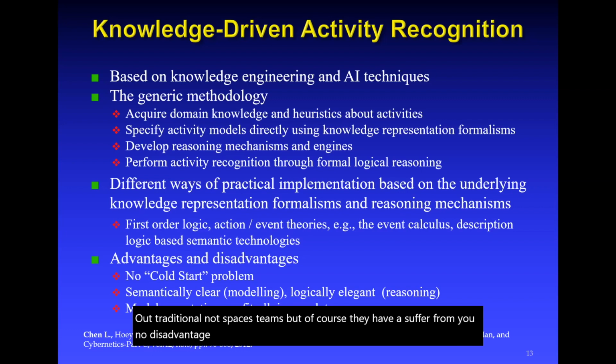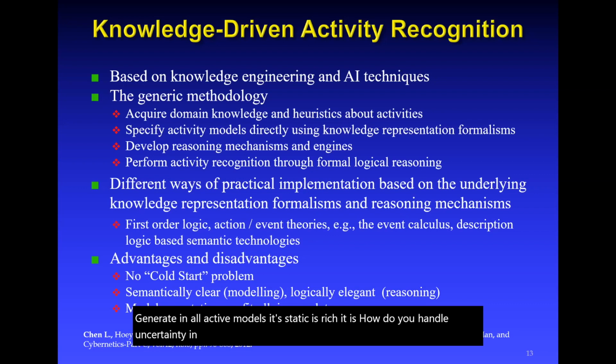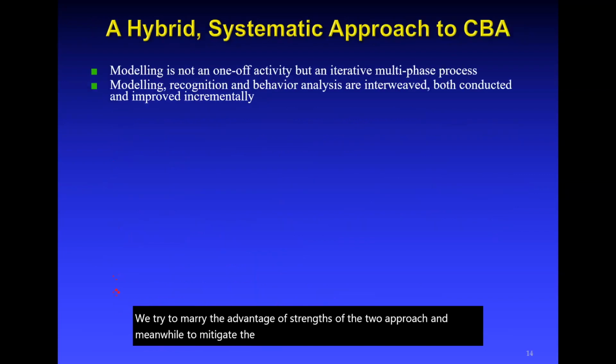People will complain, how can you generate all activity models? It's static, it's rigid, how do you handle uncertainty? Those are all different problems. So we try to marry the advantages or strengths of the two approaches, and meanwhile mitigate the disadvantages. In this case, we propose a hybrid systematic approach to computational behavior analysis.